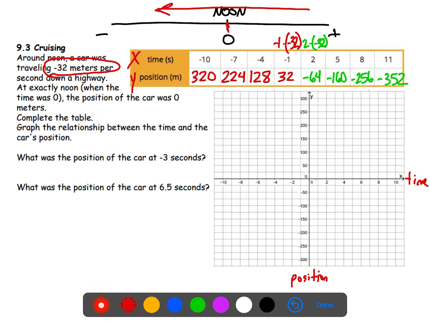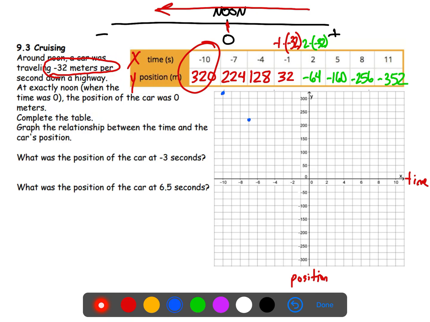So let's find those points. Negative 10, 320 is where I'm going to start. Negative 10 on the x-axis, so I go to negative 10 up to 320. And we need to look at the intervals, which are going up by 25s for each of those grid marks. So negative 10 to 320 would be right there, just barely on the grid. Negative 7 and 224 would be right about there.